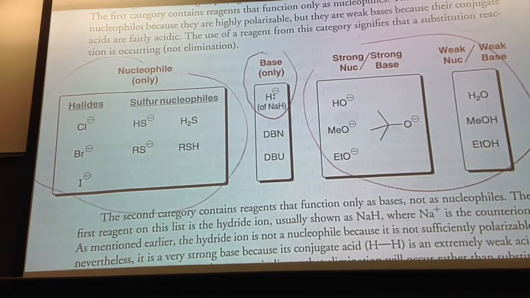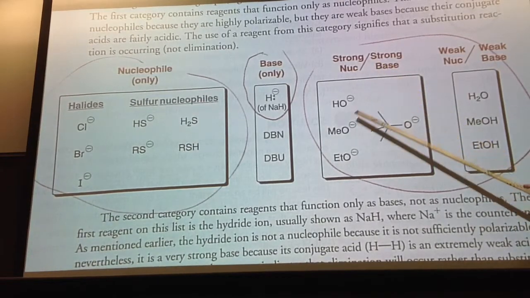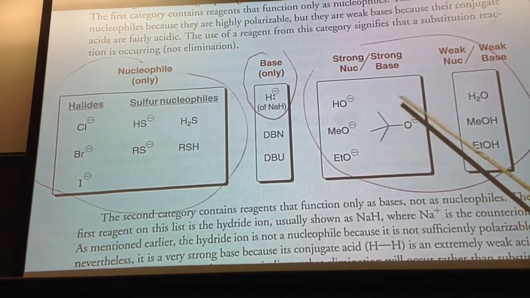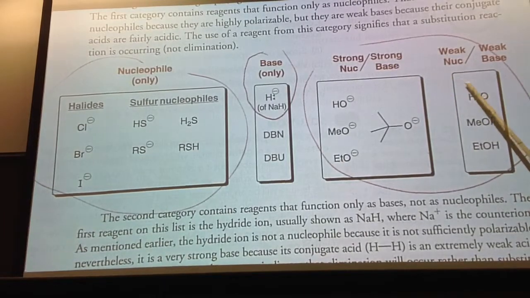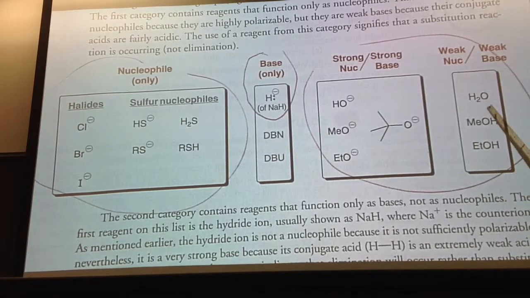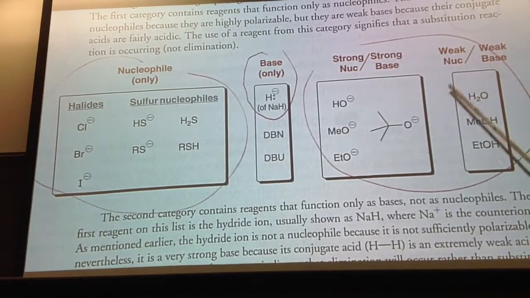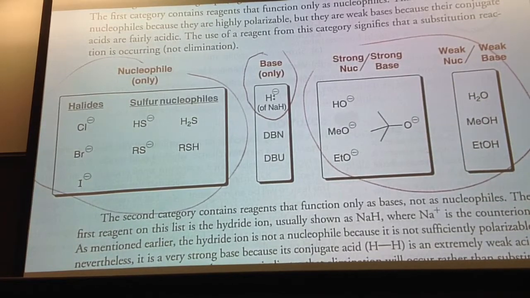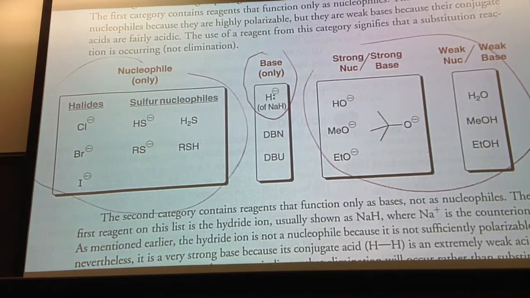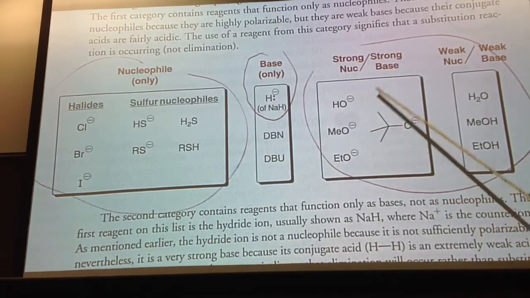So if you have the lone pair on the oxygen, it can be a nucleophile or a base. If the oxygen is negatively charged, it will be a strong nucleophile or a strong base. If the oxygen is neutral, the molecule is neutral, it's going to be a weak nucleophile or a weak base. So oxygens are like Dr. Jekyll and Mr. Hyde. There's no telling what the heck they're going to do. Sometimes nucleophiles, sometimes bases. But again, if it's negatively charged oxygen, it's going to be strong.